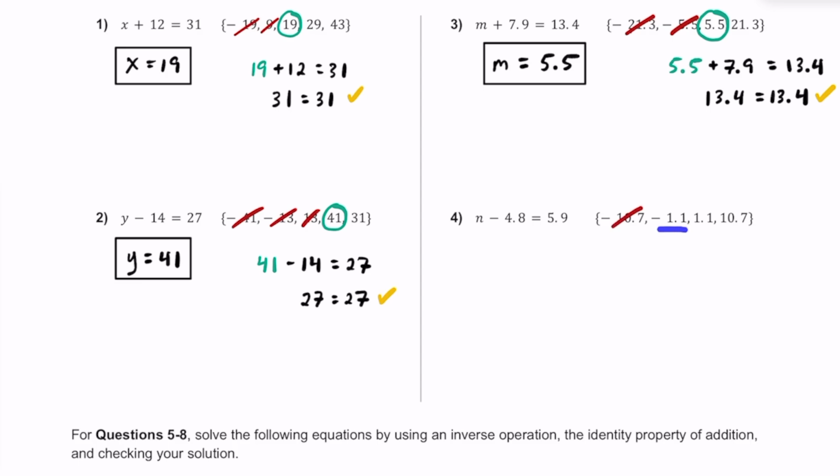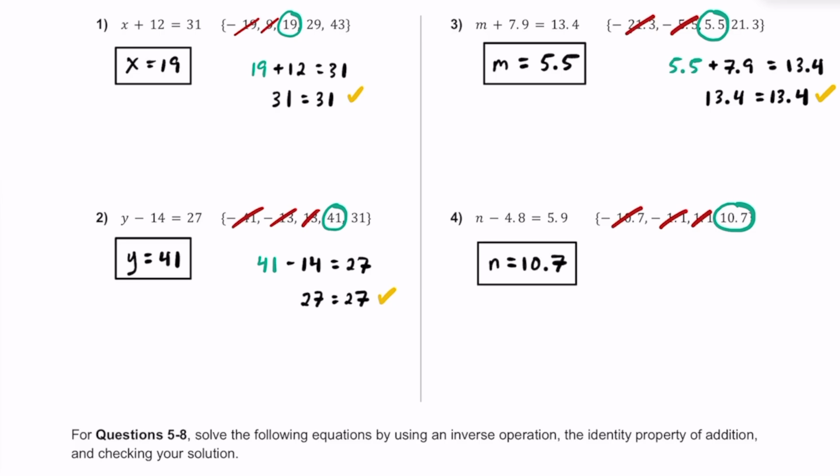Let's take this negative 1.1. If we plug that in here, for the same reason, a negative minus a positive is just going to be more negative. So this would be negative 1.1 plus negative 4.8. That would also be a negative answer, so this can't be right either. What if we try this positive 1.1? If we plug that in here, 1.1 minus 4.8, well, we're taking away more than what we have, so that would also be a negative answer. So by process of elimination, I think our answer has to be 10.7. So we can go ahead and say that n would equal 10.7.